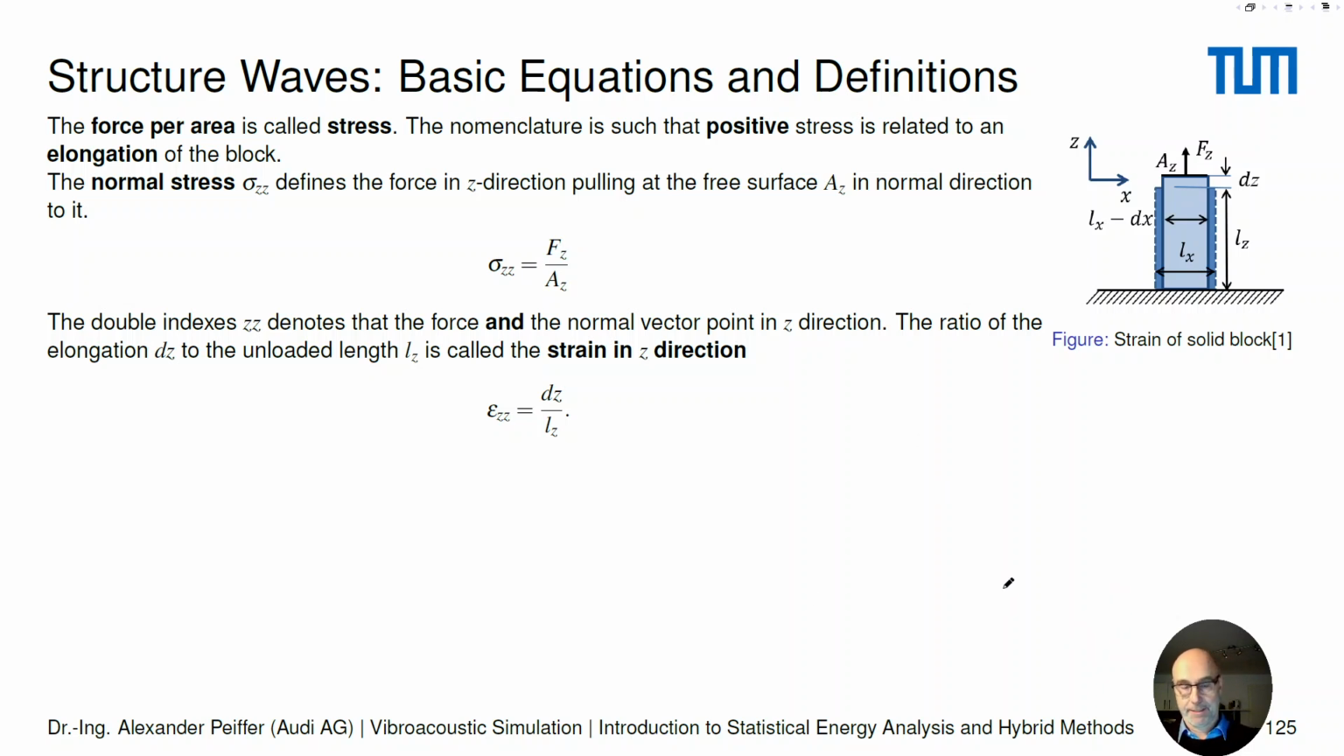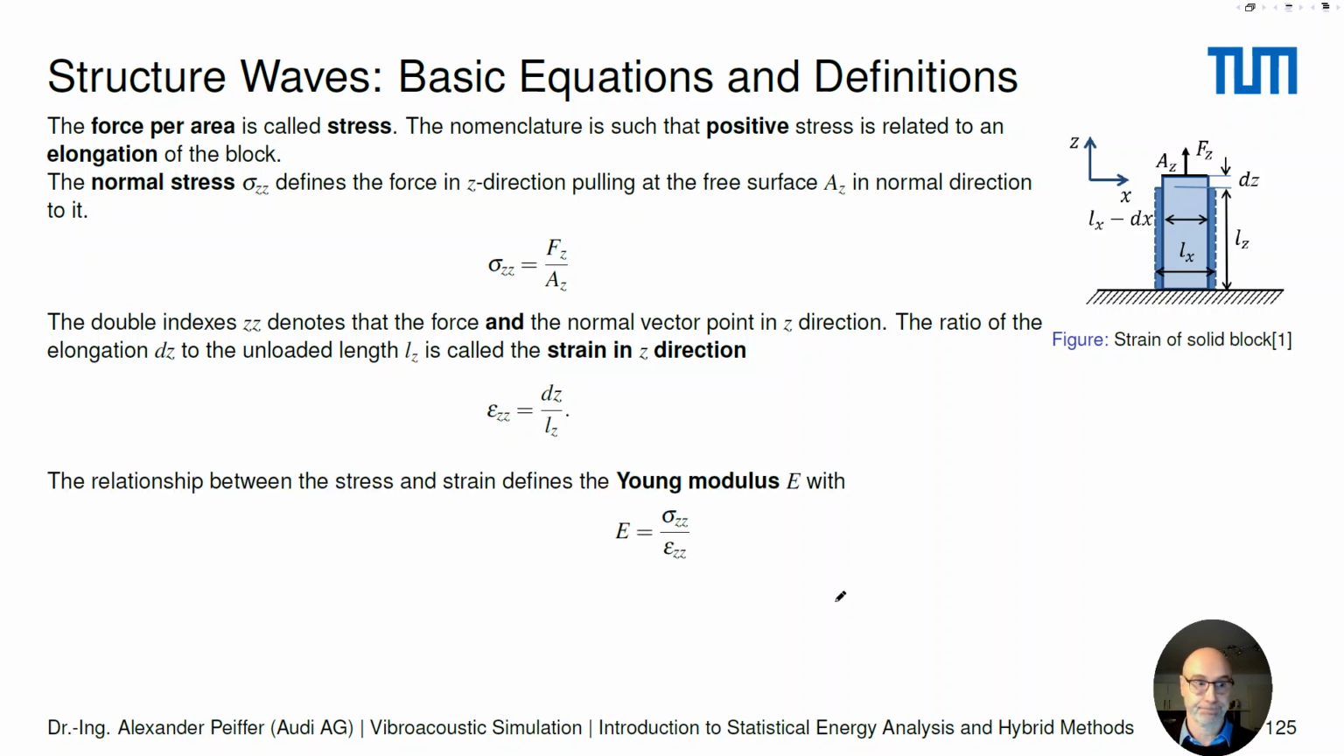This excitation, or this stress, leads to a change of shape, and the main effect is the elongation of the block. This relative change of the block length is what is called the strain, or the normal strain, here the strain in z direction. It's the ratio of the change in length divided by the original length. The symbol is epsilon. So epsilon zz means length change in z direction divided by the original length.